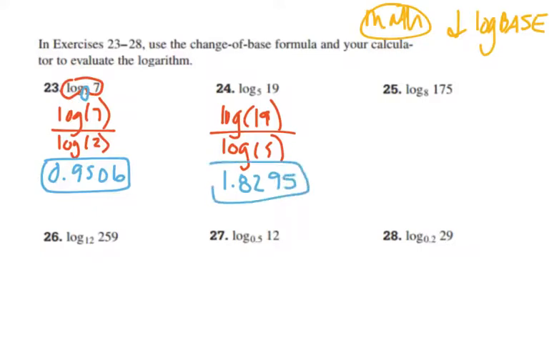8295 if you round. So it's good to be able to practice changing a base, because sometimes you're going to need to do that depending on how much you want to simplify.